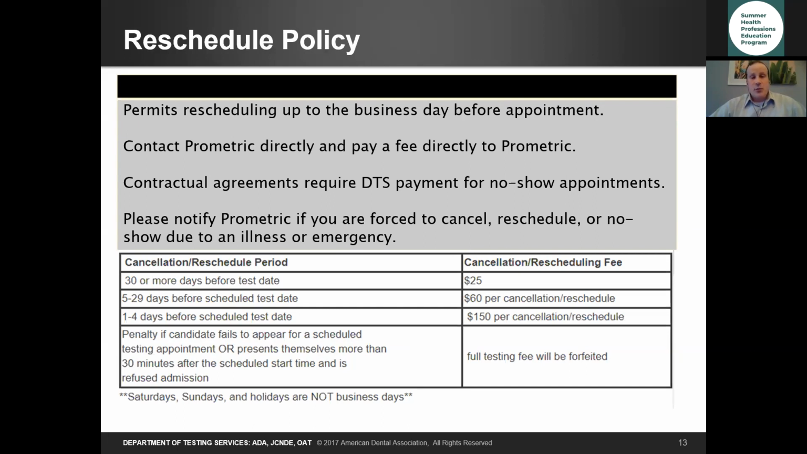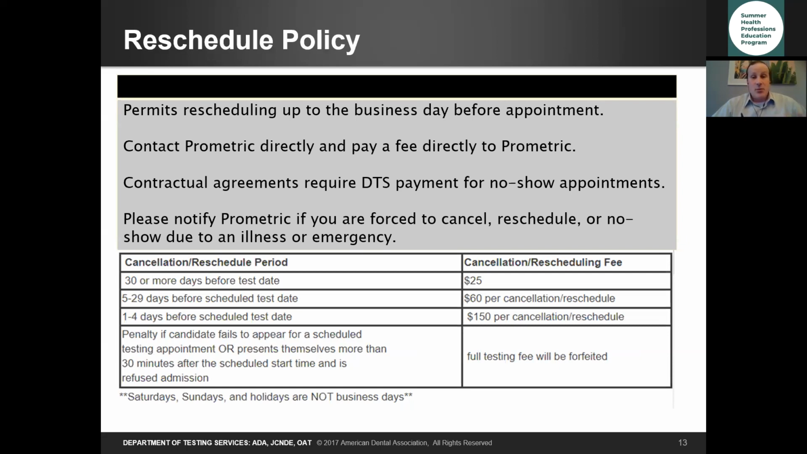There is a fee for rescheduling. The fees are listed in this table here. The closer to the date of your appointment you get, the more the fee is. That is because the closer to the date of your test that you cancel the appointment, the less likely it is that Prometric will be able to fill that testing slot with someone else. So you can see if you do it within a few days or even the day before your test, it's a pretty significant fee. So this goes back to what I was saying in terms of making a plan that is realistic and that you can stick to, because there are costs associated with it if you are not able to take the test as you scheduled it.